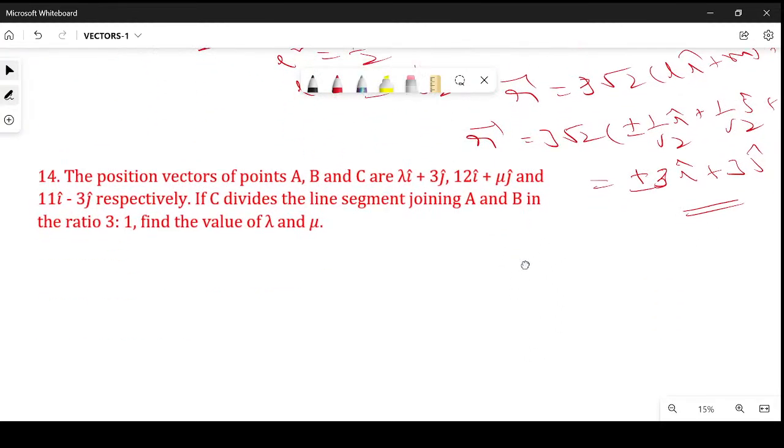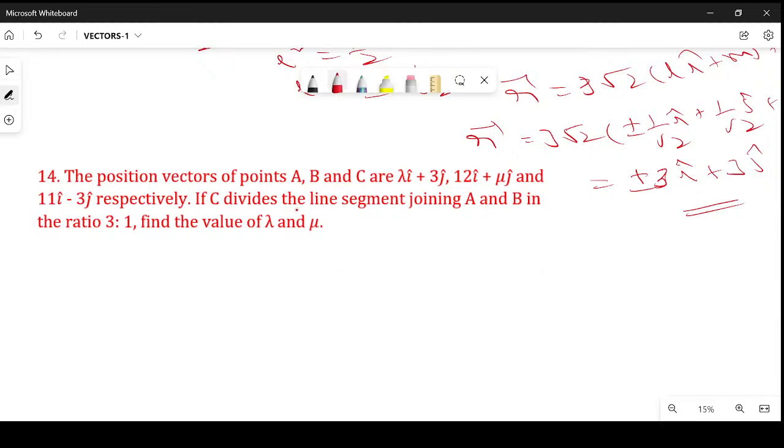Right. Now see the 14th one. The position vectors of the points A, B and C respectively are given. C divides the line segment joining A and B in the ratio 3:1. Then find the values of lambda and mu. They are asking lambda and mu. Simple problem, you can think about this one.